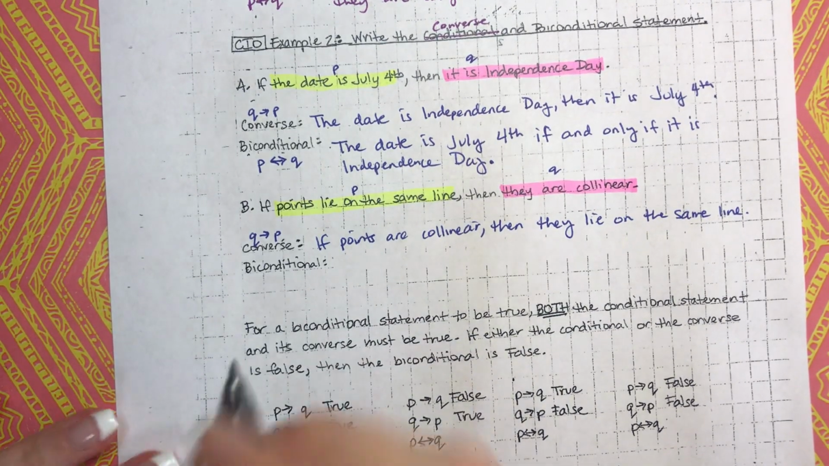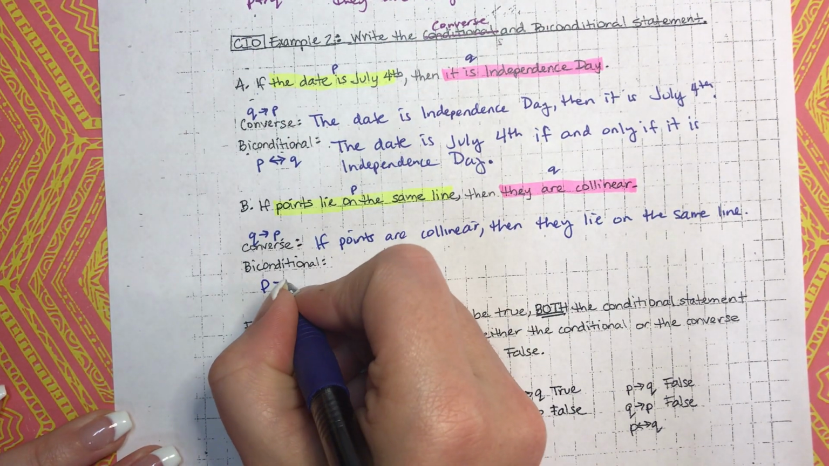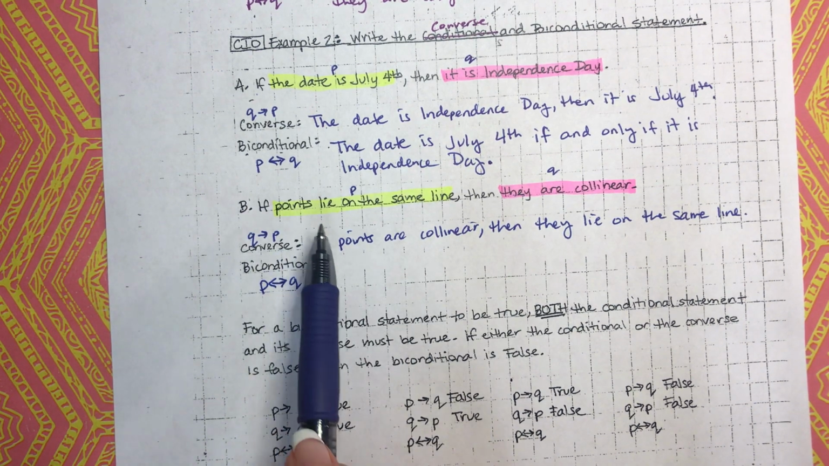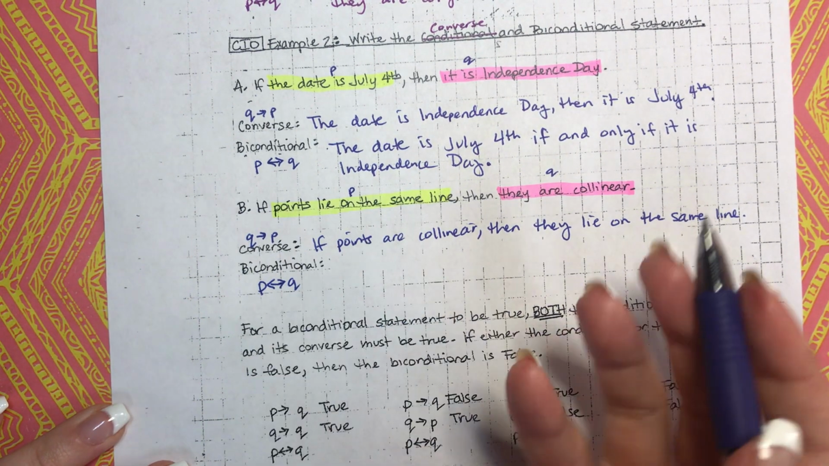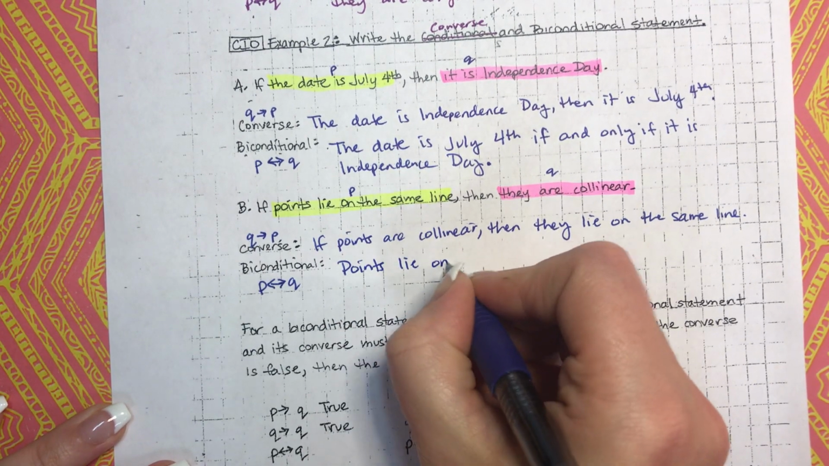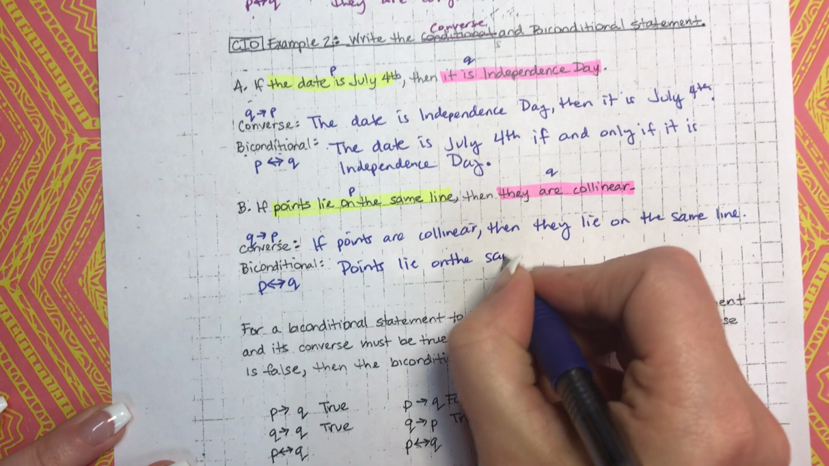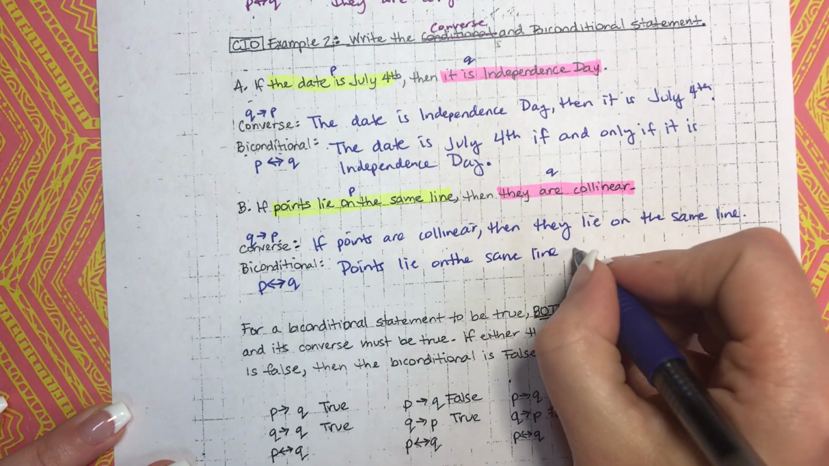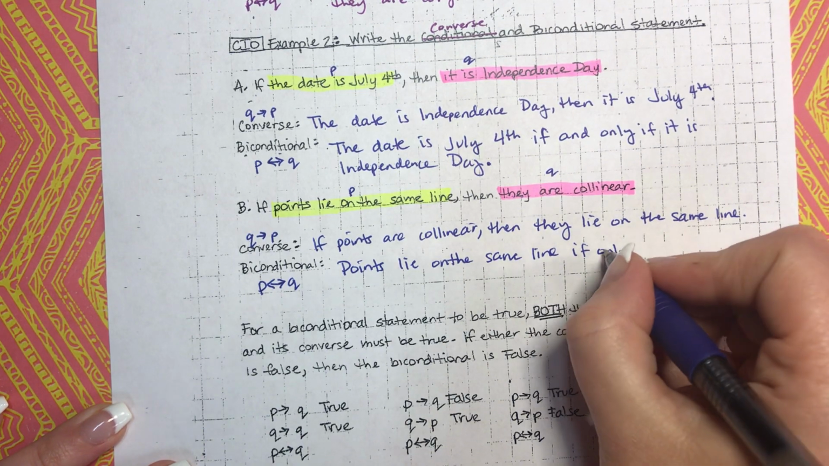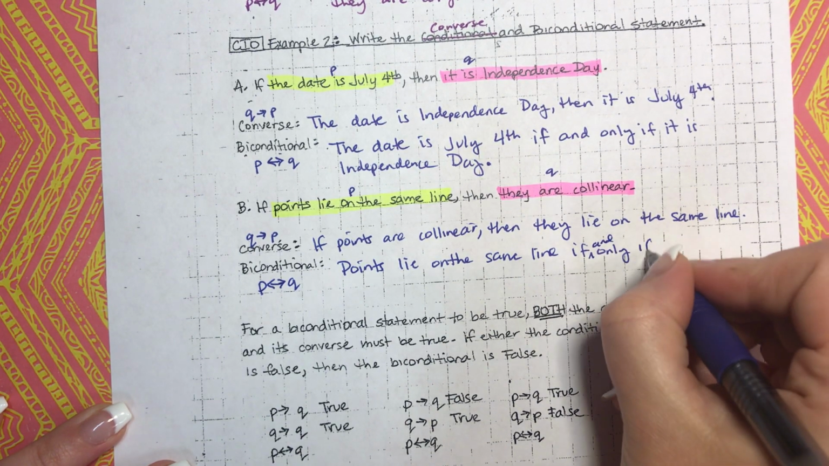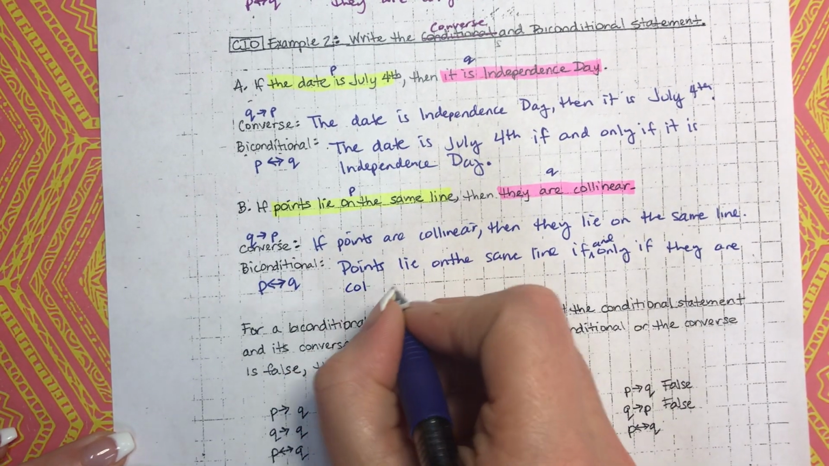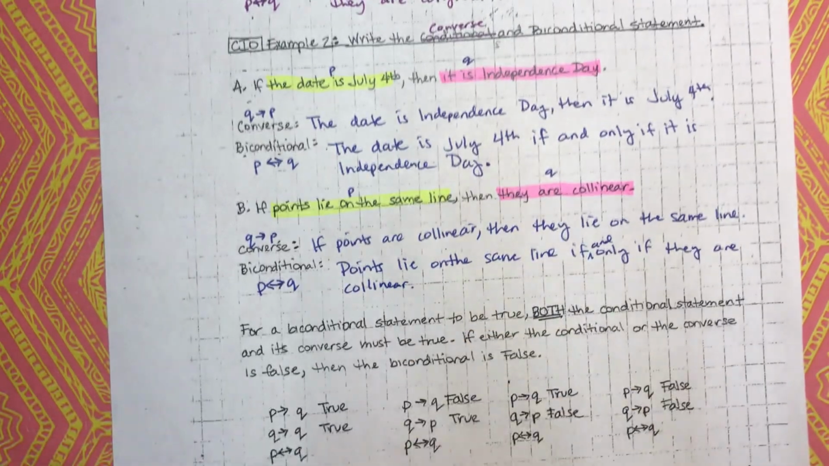And then we would do the biconditional, which would be P double arrow Q. And remember, we just start directly with that hypothesis. So points lie on the same line, if and only if, those are our key words, right, for the biconditional, they are collinear.